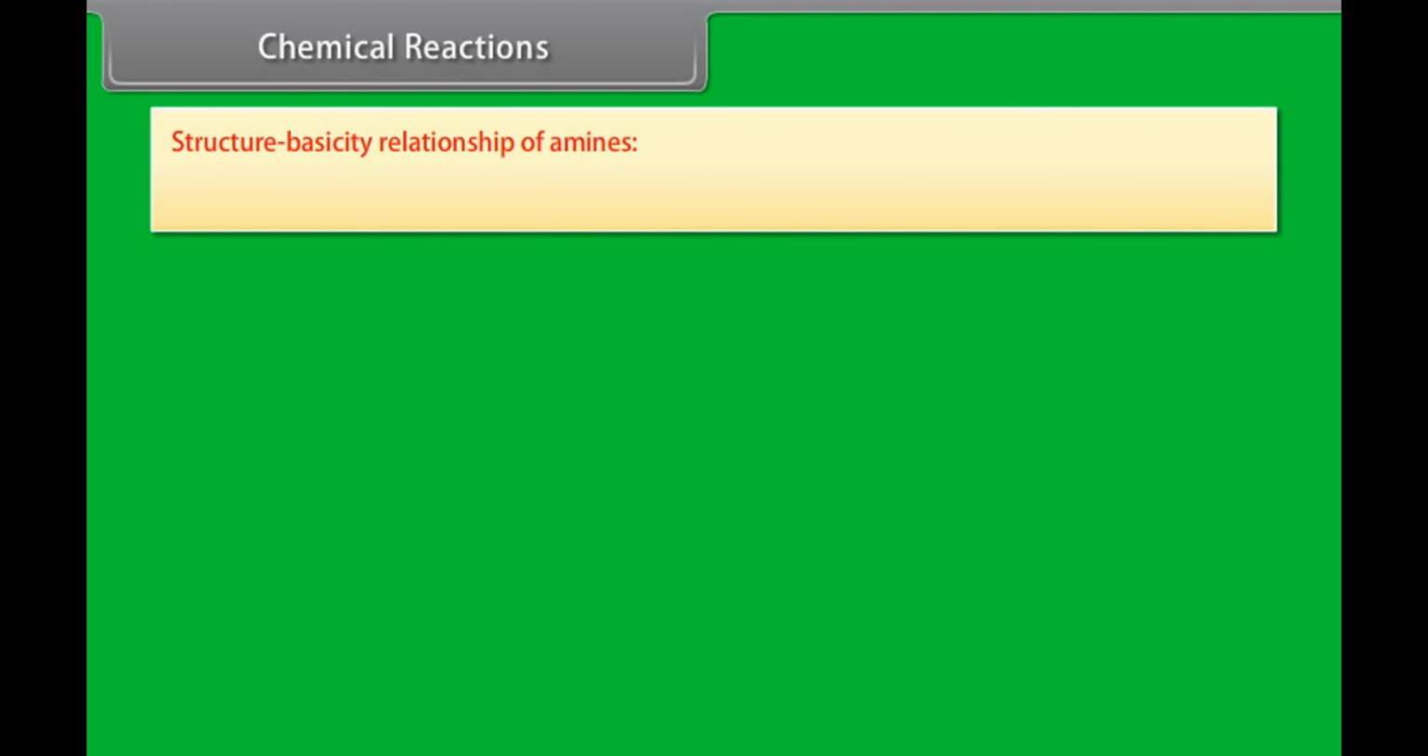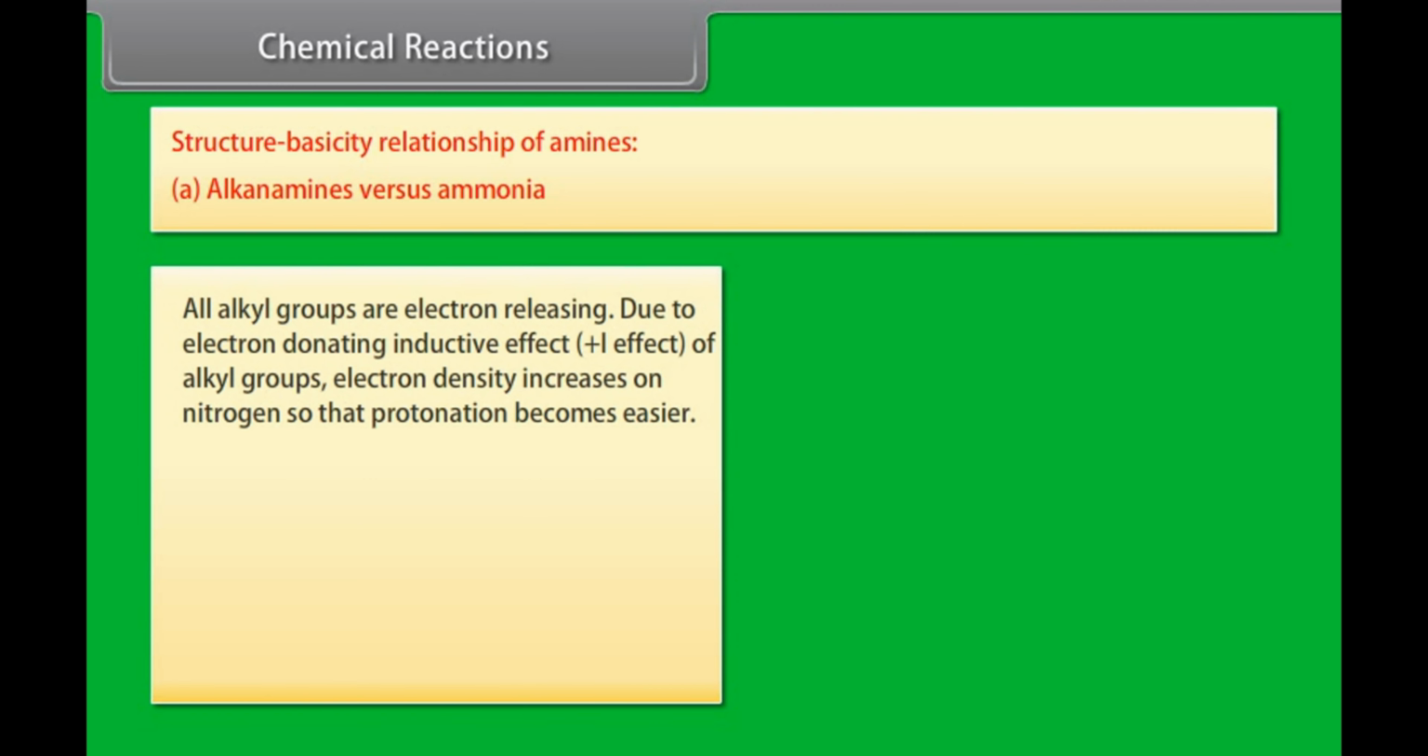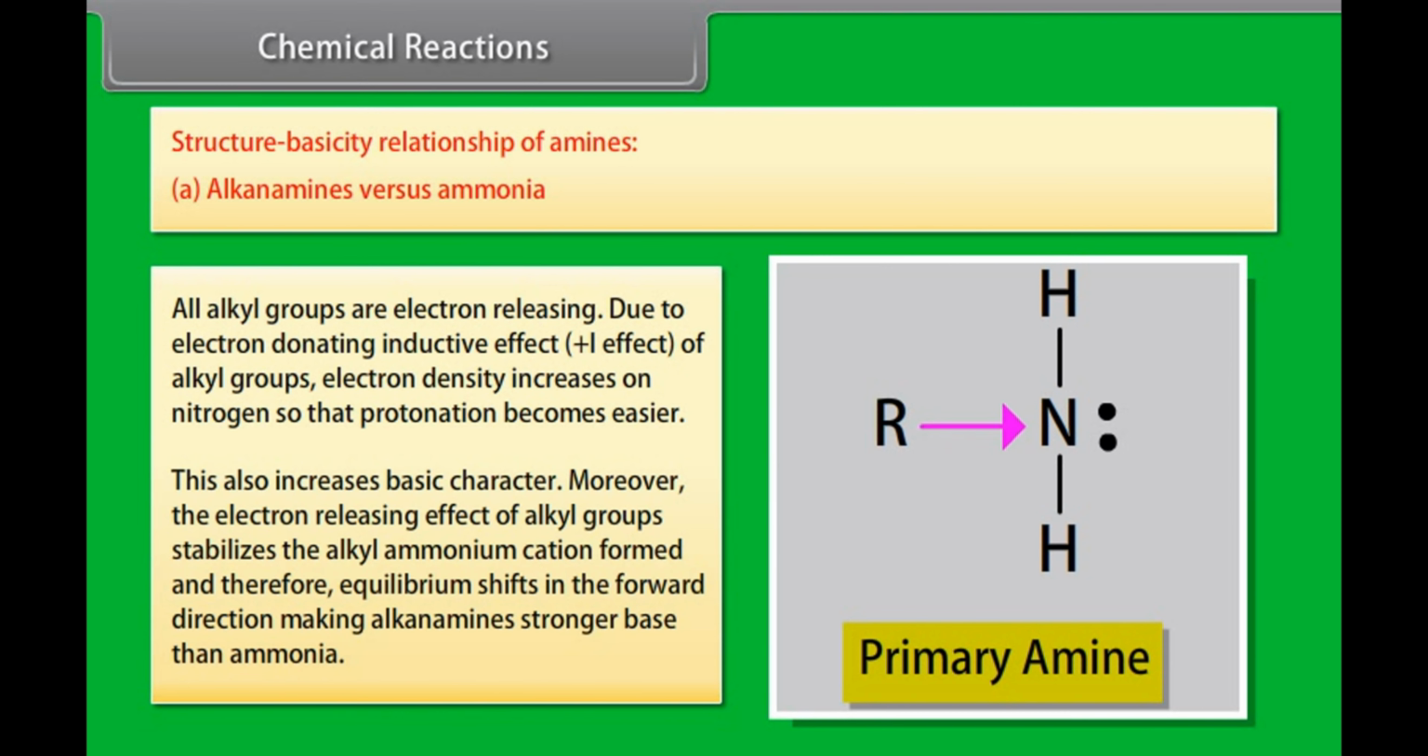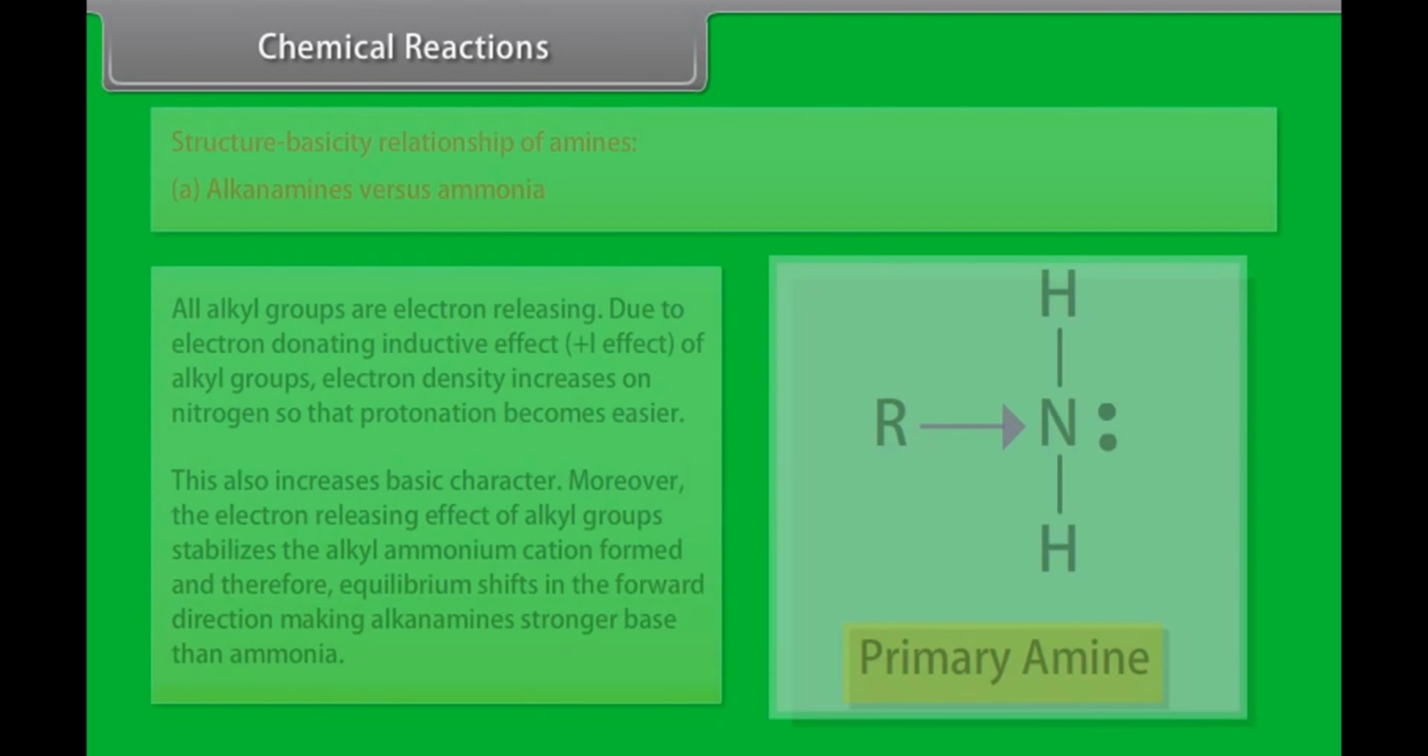Structure-basicity relationship of amines. Alkanamines versus ammonia. All alkyl groups are electron releasing. Due to the electron donating inductive effect, that is the positive I effect of alkyl groups, electron density increases on nitrogen so that protonation becomes easier. This also increases basic character. Moreover, the electron releasing effect of alkyl groups stabilizes the alkylammonium cation formed and therefore the equilibrium shifts in the forward direction, making alkanamines stronger bases than ammonia.